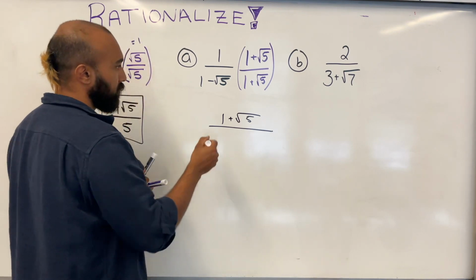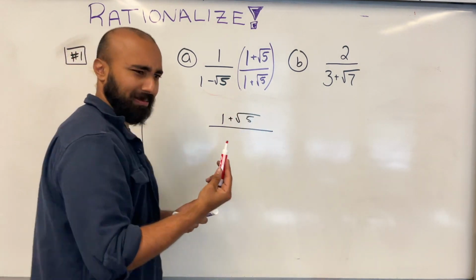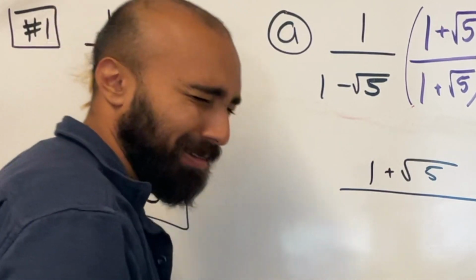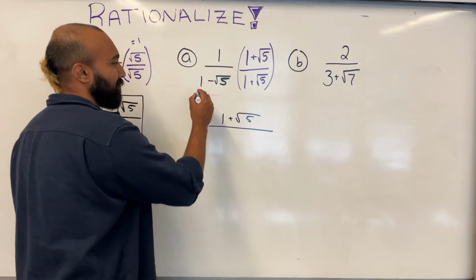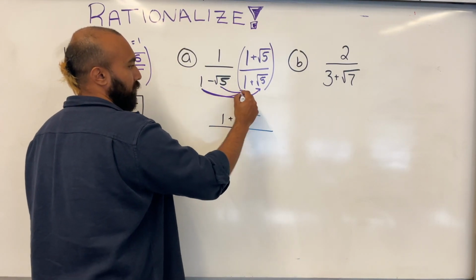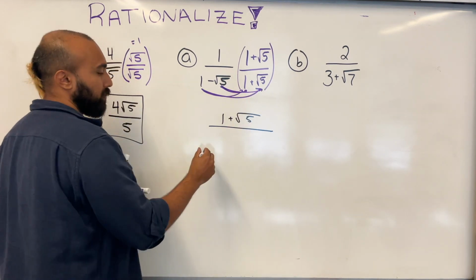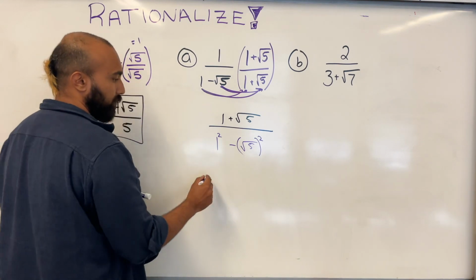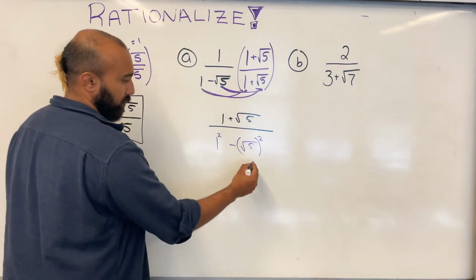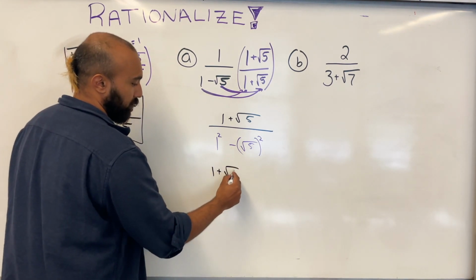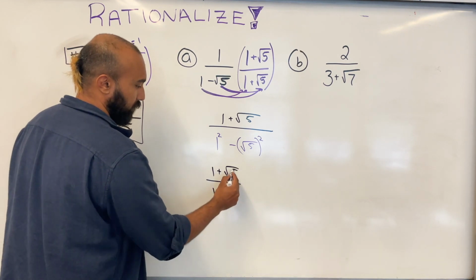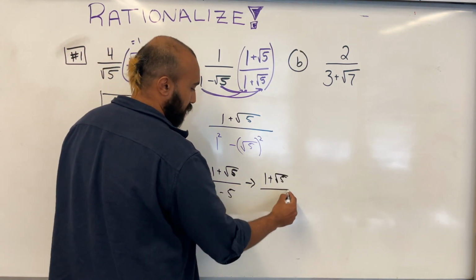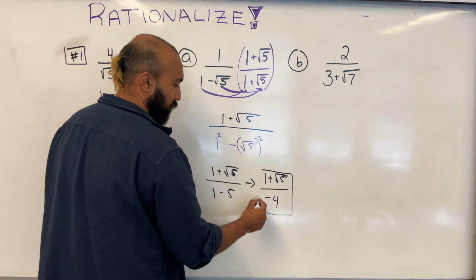And on the bottom, while I can distribute this in, like FOIL it out, or however you want to say, my pen is dead twice. I'm going to use the difference of squares identity, since they are the difference of squares, and it's 1 squared minus root 5 squared. Now what's cool about that, root 5 squared is just 5. So that gives me 2 whole numbers, no more roots in the denominator. The top can have anything up there, but the denominator needs to not have any roots. And I've accomplished that goal.